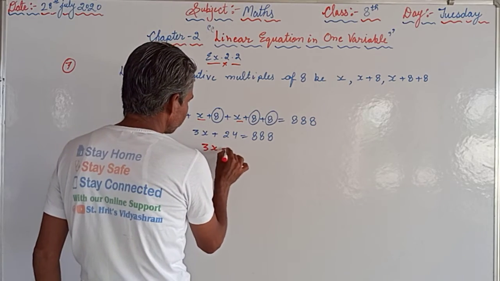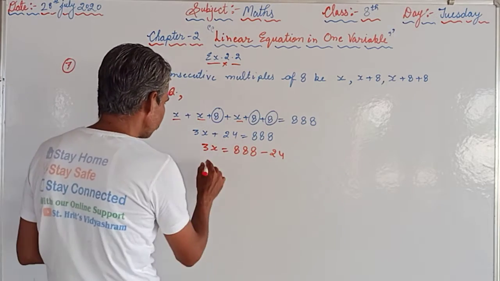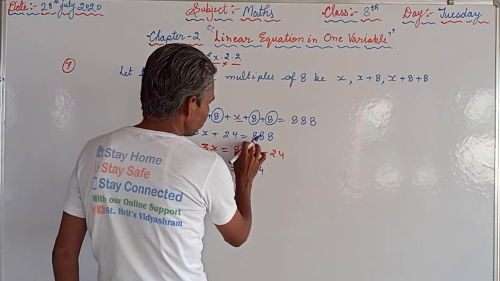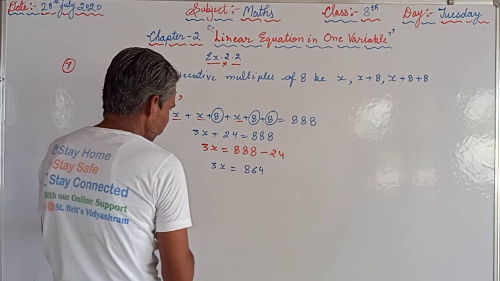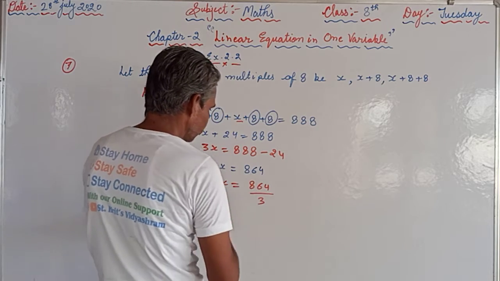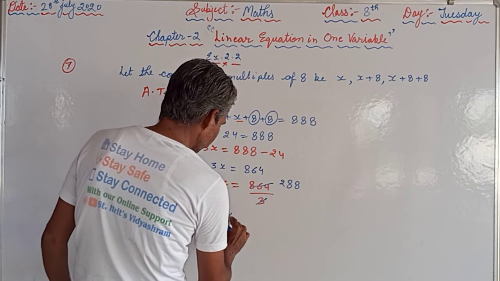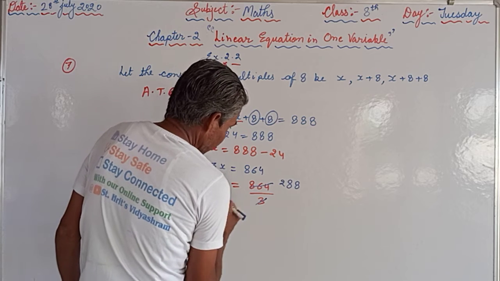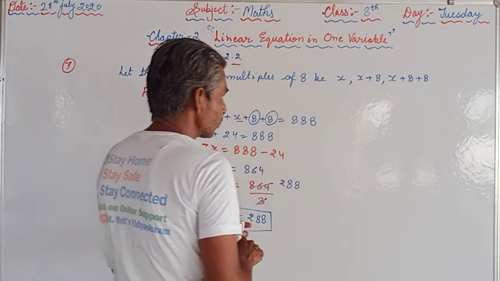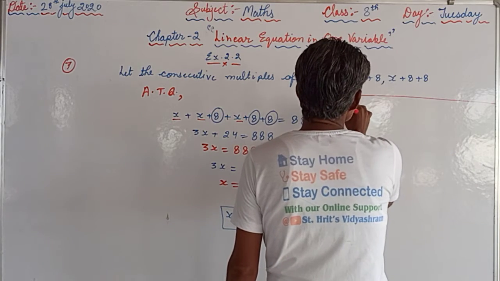So 3x is equal to 888 minus 24. This plus 24 will become minus 24, and we will get 3x is equal to 864. Now again we will find x, which will be 864 upon 3. If we cancel out 3, 3 at the 6, 3 at the 24, from here we get that the value of x is 288, and hence the required multiples will be.